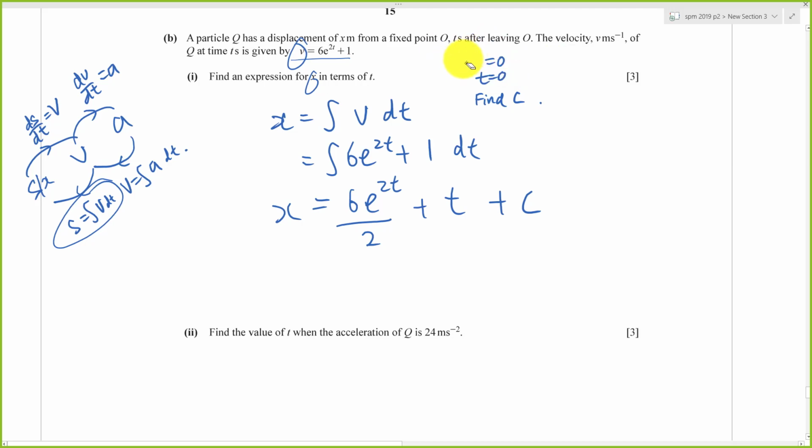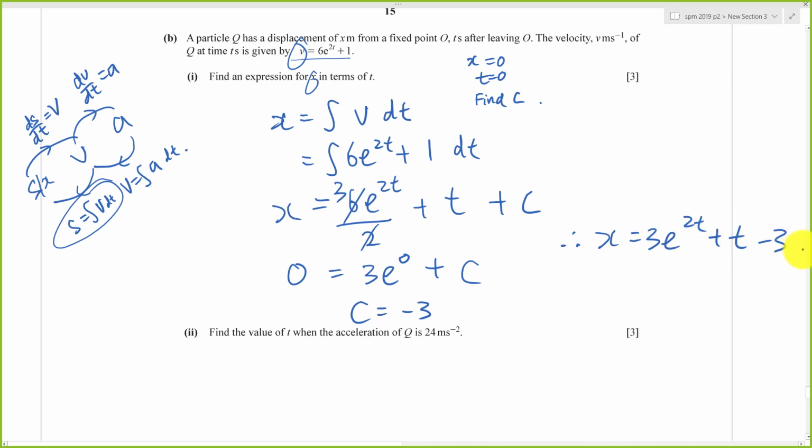I shouldn't use s anymore, use x. So when x equals 0, my time is 0. This one simplified is 3, right? So it's 3e^0 plus 0 plus c. So my c will be negative 3. Because e to the power of 0 is 1, x will be 3e^(2t) plus t minus 3. Alright, this is how I get the expression for x. 3 marks is very easy, as long as you remember this diagram.